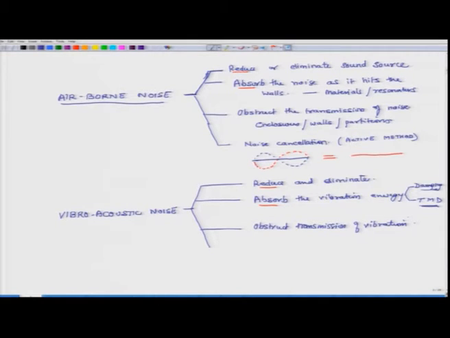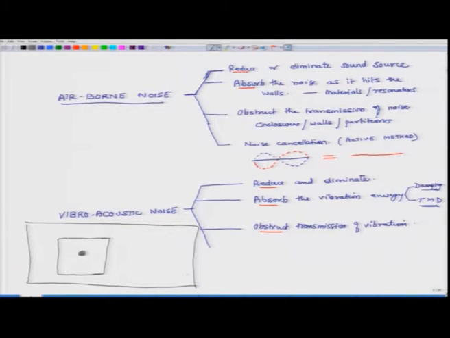Obstruct transmission of vibrations. And what do I imply by this? Let us say I have a body which is generating a lot of sound and I put it in an enclosure, and let us say this enclosure is in a larger room. Now, I can place this enclosure in the room in several ways.